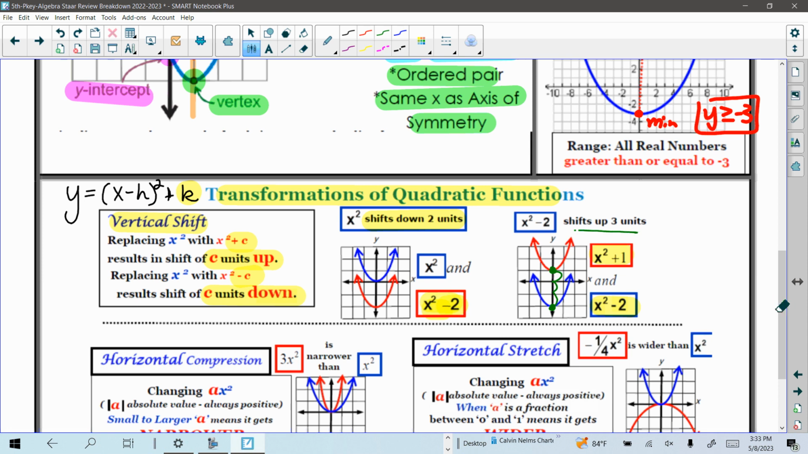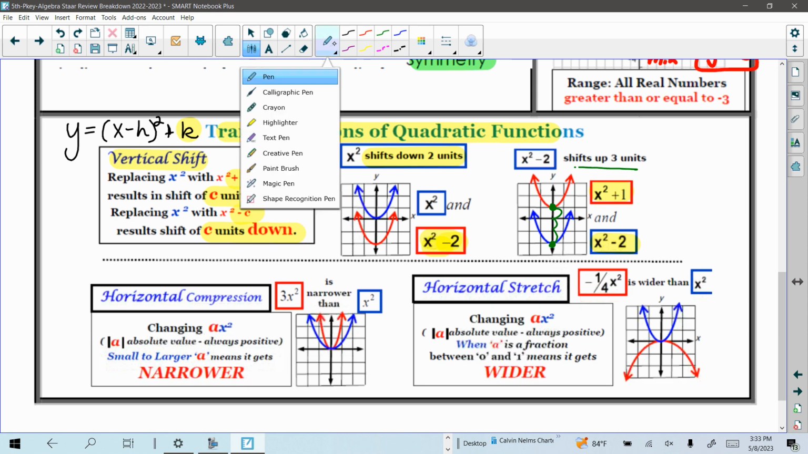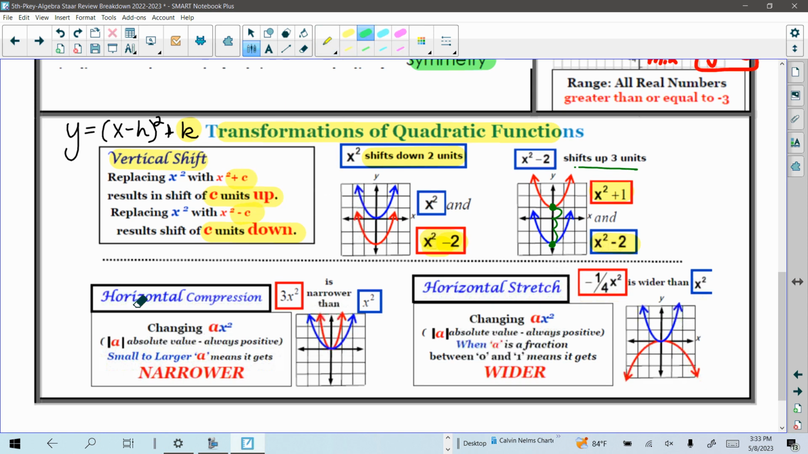Now, besides shifting up and down, vertical shifts, you're going to need to also recognize horizontal shifts, which are not shown here, and that would be the h here. And also you would need to recognize when we have a horizontal compression. That is when the coefficient of a is greater than 1, so going from a small number to a larger number means that it gets narrower. So this one was just 1 and went to 3. That's why the red is showing narrow.